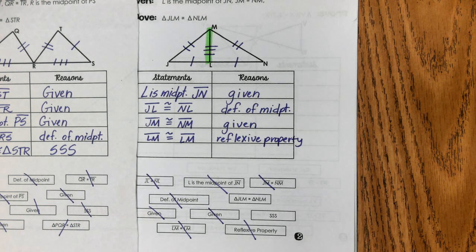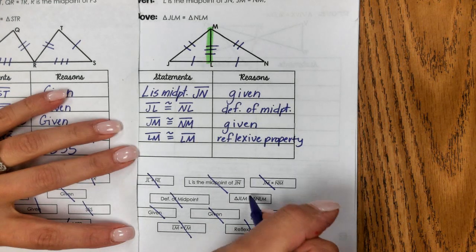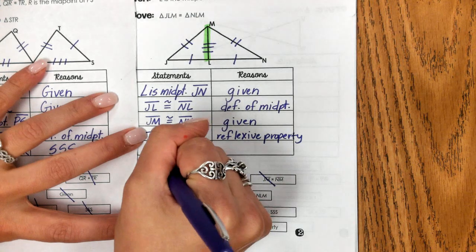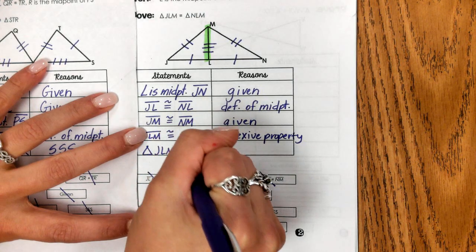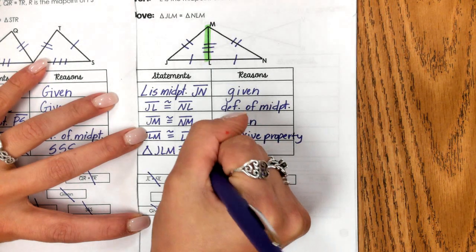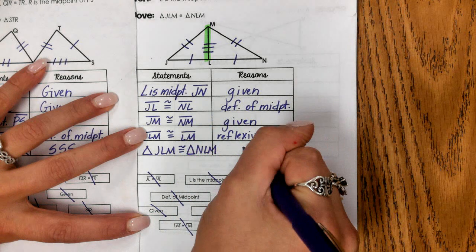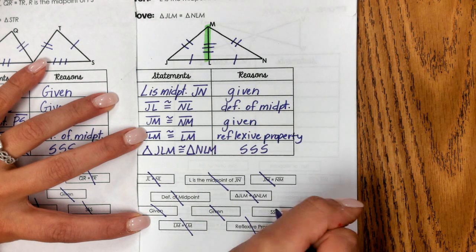So once you have proven all of those things, you can now look at the triangle and see that they have the markings for the side, side, side postulate. So once that's done, you can then conclude that the two triangles are congruent, which we would write as triangle JLM is congruent to triangle NLM, and that is proven with SSS.